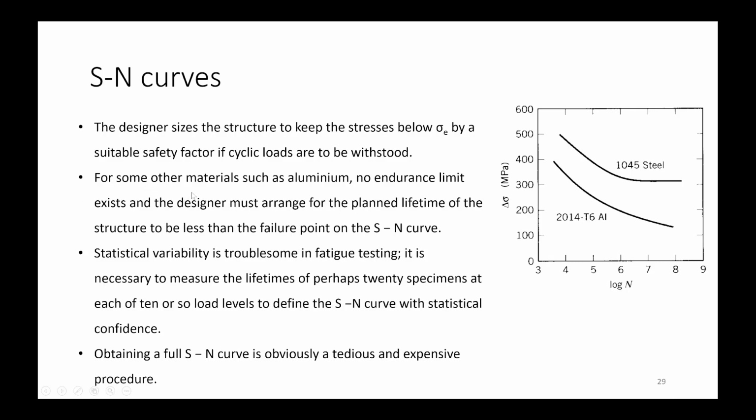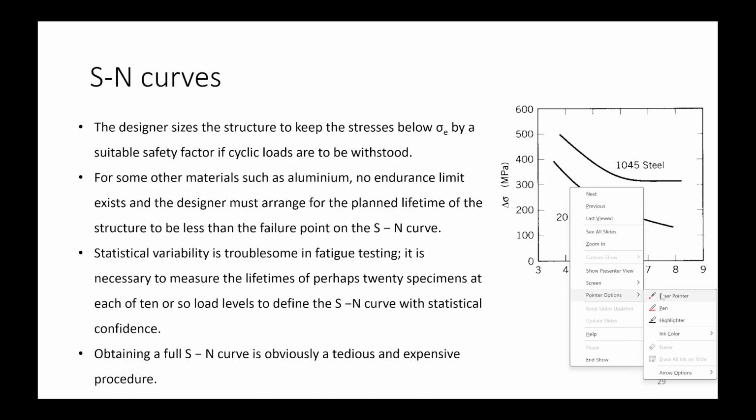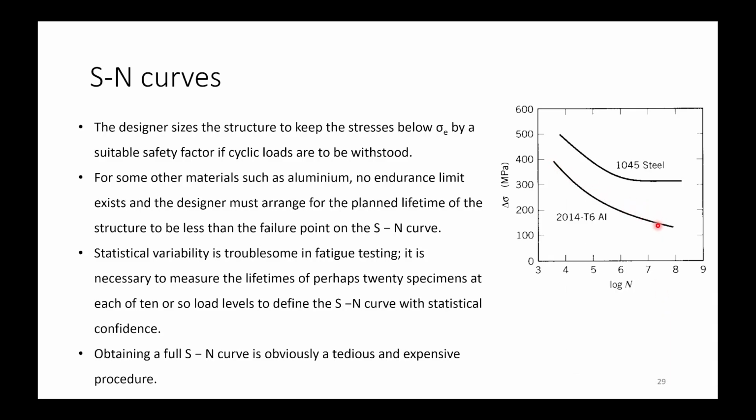And for some other materials such as aluminium, no endurance limit exists, and the designer must arrange for the planned lifetime of a structure to be less than the failure point on the SN curve. So here for aluminium, your graph will be like this one. So we plan its life according to the particular stress that is applied and how many cycles it should withstand. According to that, we either choose the stress, or according to the stress we choose the number of cycles.